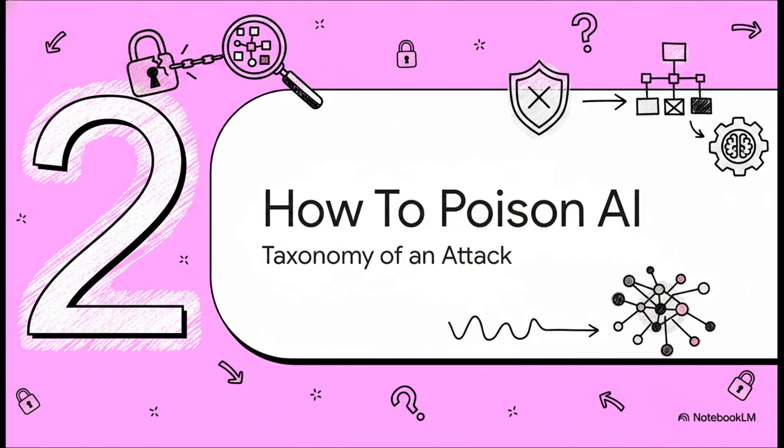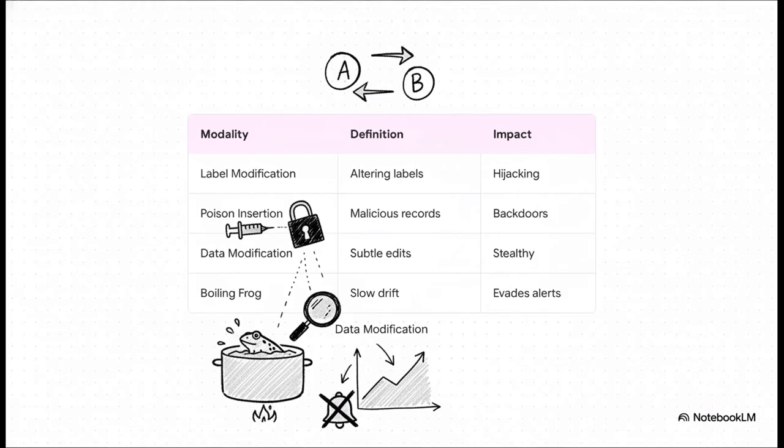Section 2. How to poison AI. Let's look at the actual taxonomy of an attack. Cybersecurity experts essentially break the attacker's playbook down into 4 operational modalities. First, there's label modification, which is just flipping the tags on existing data to hijack a specific classification. Then you've got poison insertion, where they inject entirely new malicious records to build dormant backdoors. They can also use data modification for super subtle, stealthy edits.